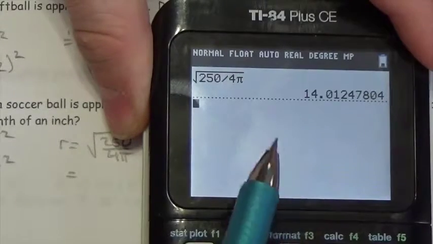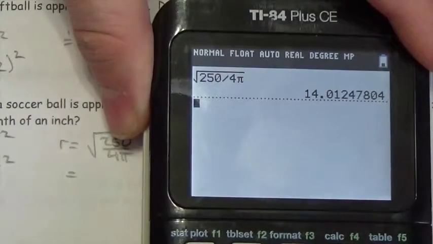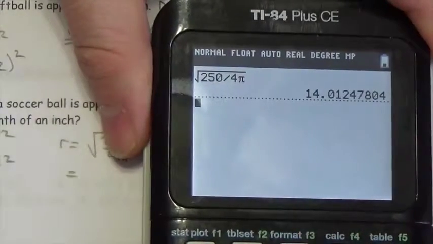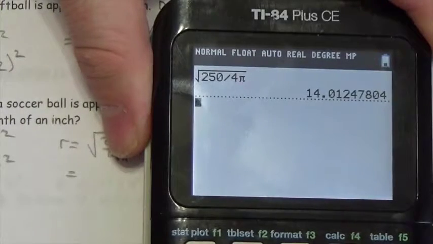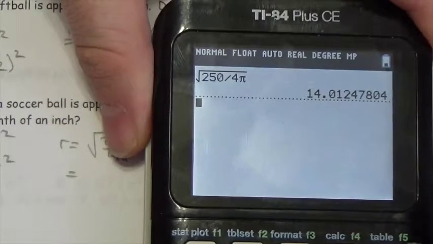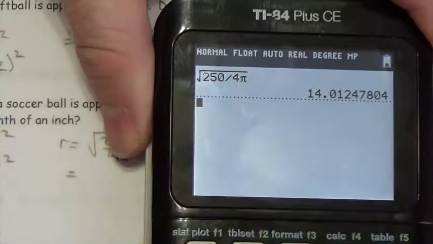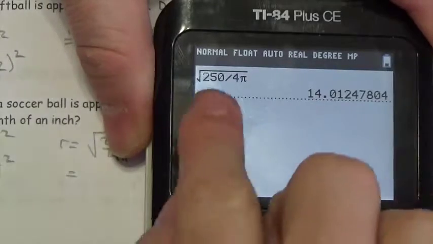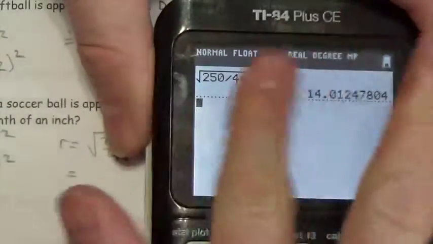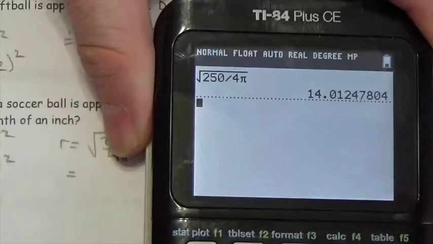Press enter, and we're going to get 14.01, but before we go very far here, everybody, that is incorrect. And this is a good moment for us to talk about this, and I did that on purpose. I just want you to take a couple seconds. I'm just going to pause here for a moment. Please take a look at what I've entered here. See if you can figure out what I did wrong before I tell you what I did wrong.